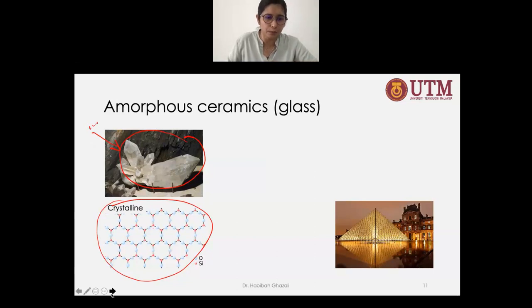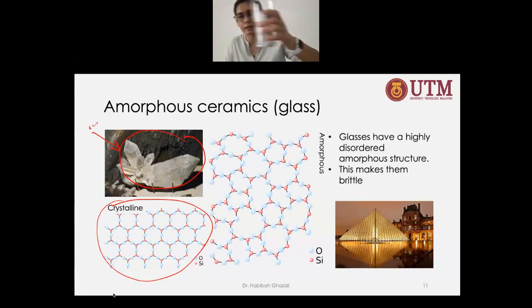But also our glass, this glass here, also consists of silicate molecules, but they form in a non-crystalline arrangement. The atoms, the molecules are bonded with each other, not in a crystalline form. So we call this an amorphous structure.